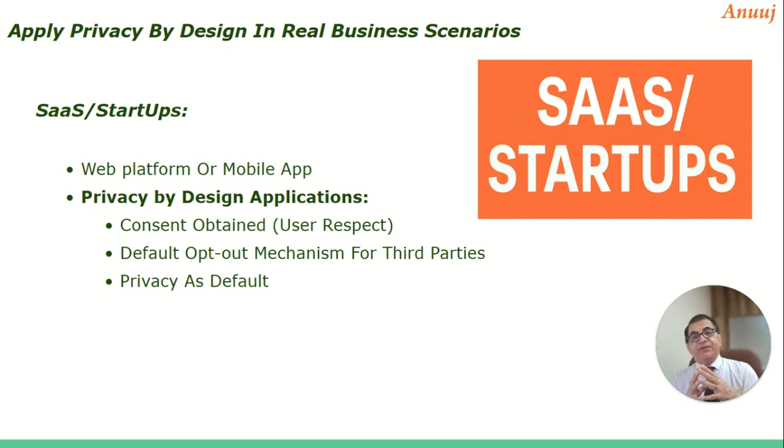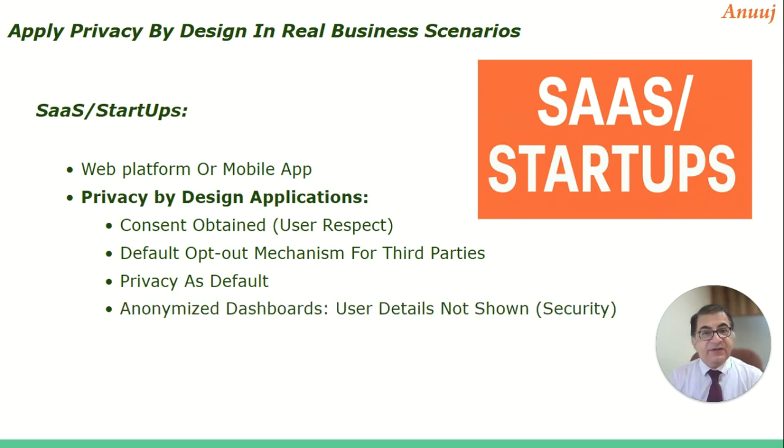Getting consent, allowing opt-out, making opt-out or consent granular. That is, you can select it for selected services. Like in this example, I said you don't want your data to be shared with third parties. Fine, you opt out from sharing with third parties, right?